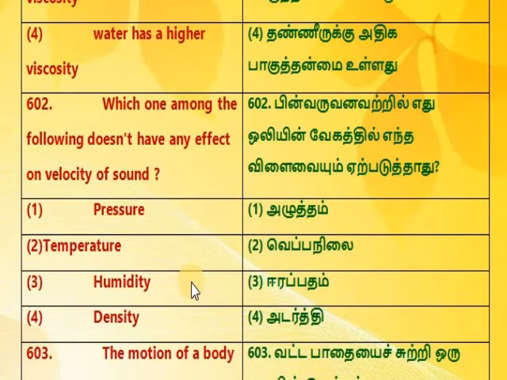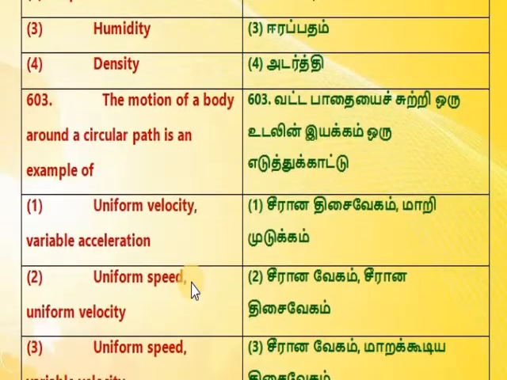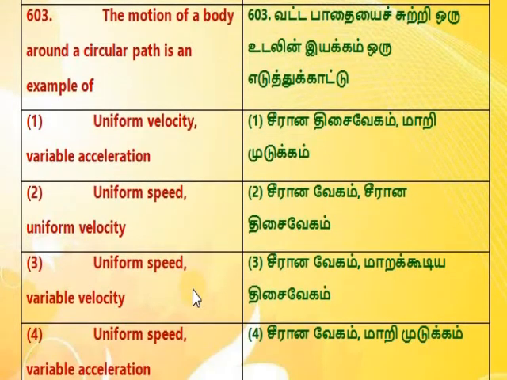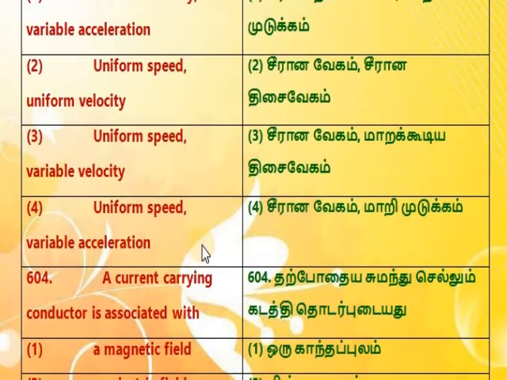Humidity, 4. Density. 603. The motion of a body around a circular path is an example of: 1. Uniform velocity, variable acceleration, 2. Uniform speed, uniform velocity, 3. Uniform speed, variable velocity, 4. Uniform speed, variable acceleration.